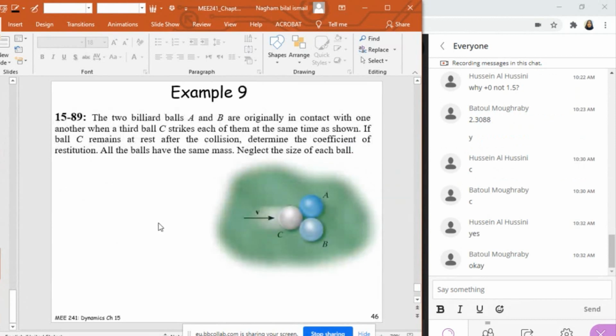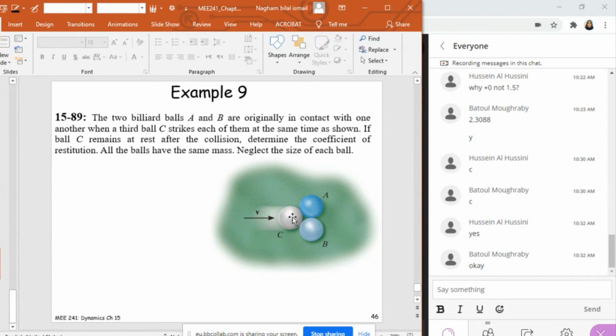Okay. So I still have one last problem, which is somehow tricky, but it's funny. In this problem, I have to include some geometry rules before solving it. So I have here in example 9 two billiard balls A and B that are originally in contact with one another. So they are in contact. These A and B balls are in contact. When a third ball C strikes each of them at the same time as shown.